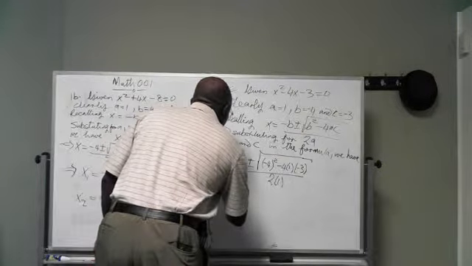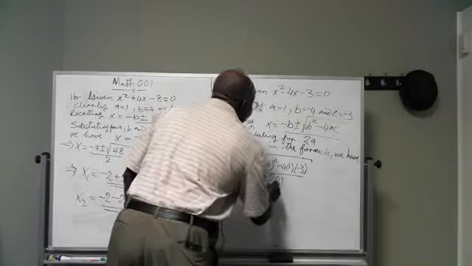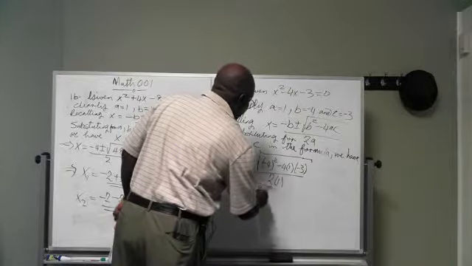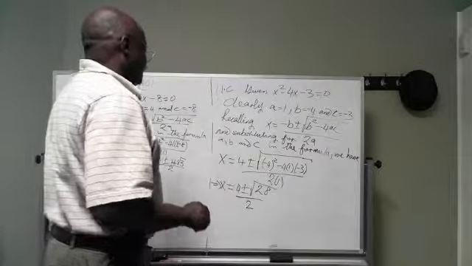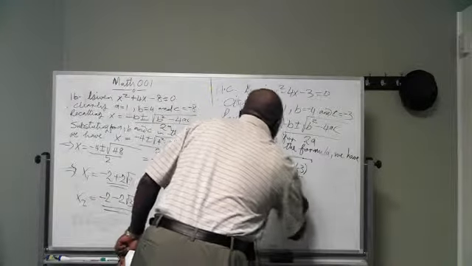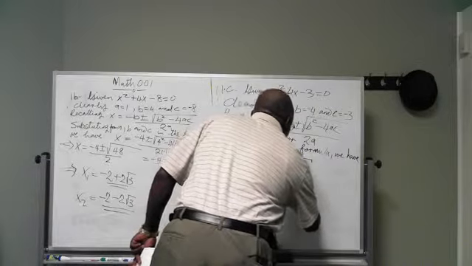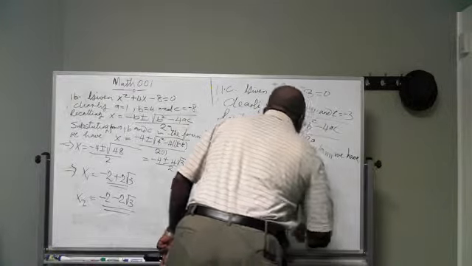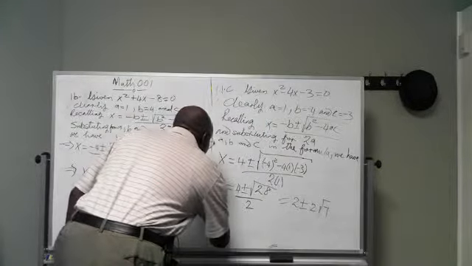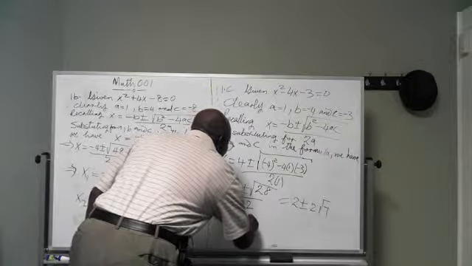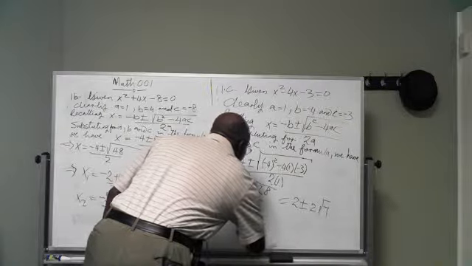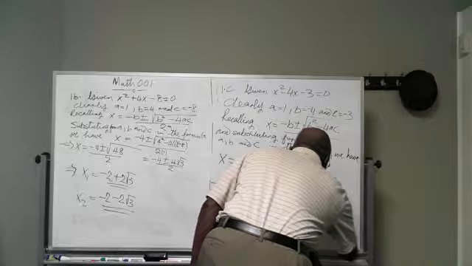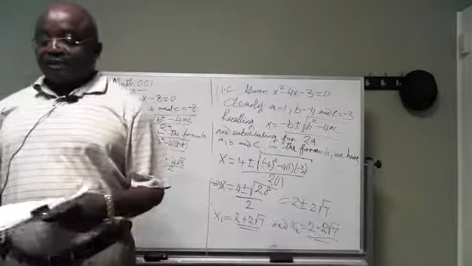This gives us x equals 4 plus or minus the root of 16 plus 12, which is 28, over 2, which is equal to 2 plus or minus 2 root 7, implying x1 is equal to 2 plus 2 root 7, and x2 is equal to 2 minus 2 root 7, and that is the solution.